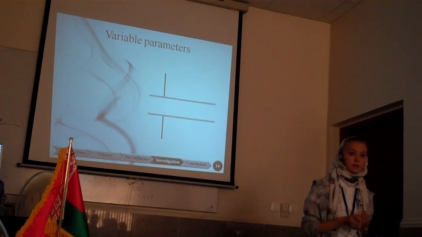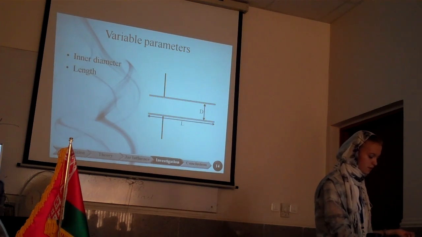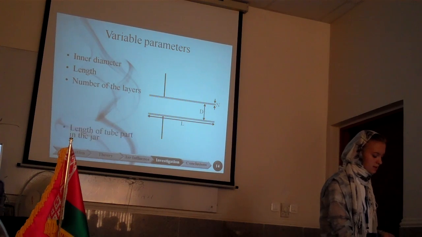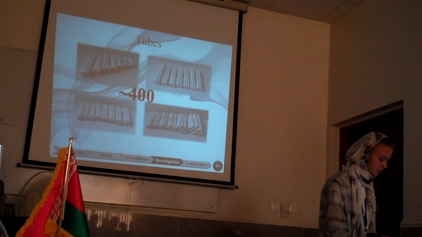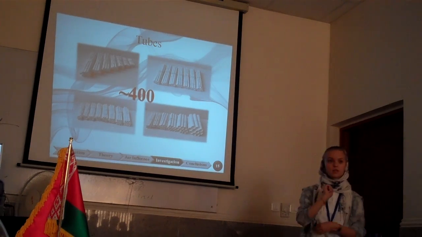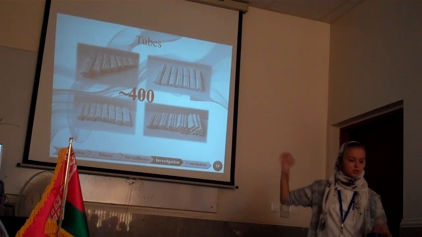Now let's see the variable parameters of our setup. They are inner diameter, length of the tube, number of layers, length of the tube part in the jar, kind of paper, and of course the volume. Here you can see the photo of our tubes. We made about 400 tubes for this setup, and all of these tubes have been burned.